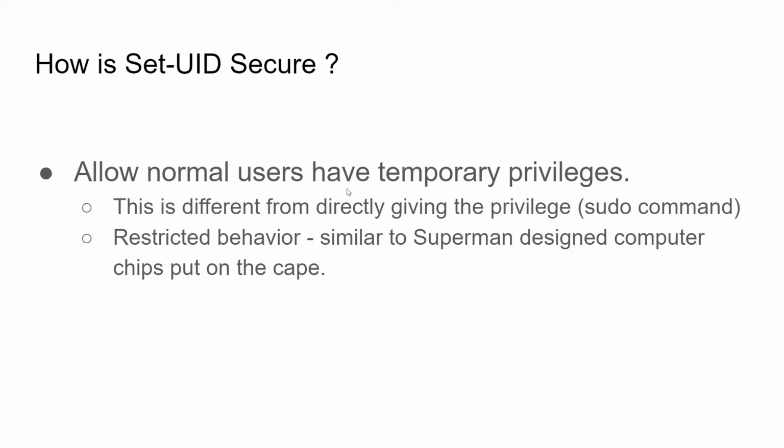How is Set-UID secure? The Set-UID program allows users to have temporary privileges. But this is different from directly giving the privilege by using the sudo command. Users' behavior is restricted, similar to this example: Superman is on vacation, but he still wants to protect the world. So he needs a superperson to do those jobs. He leaves his cape for a superperson to wear, but he does not allow them to do whatever they want in case they do bad things. So Superman designed computer chips and put them on the cape so that the superperson can just follow instructions to do the job.